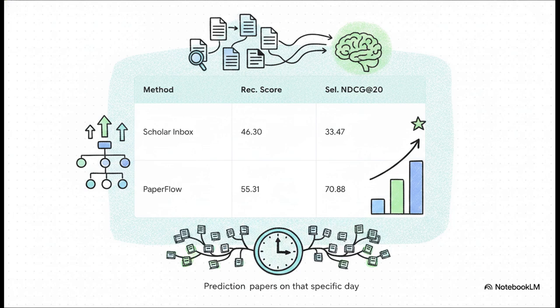When we look at the metric comparison, in overall recommendation score, PaperFlow hit 55.31, beating baselines like Scholar Inbox. But the real kicker here is the selected NDCG at 20 score. It hit a massive 70.88, compared to Scholar Inbox's 33.47. So what does that actually mean for you? It means PaperFlow doesn't just blindly guess what's broadly relevant to a topic. It is remarkably accurate at predicting the exact papers a researcher will actually choose to read on that specific day.